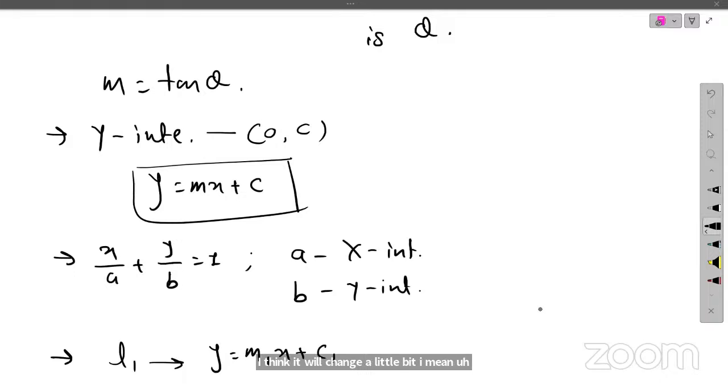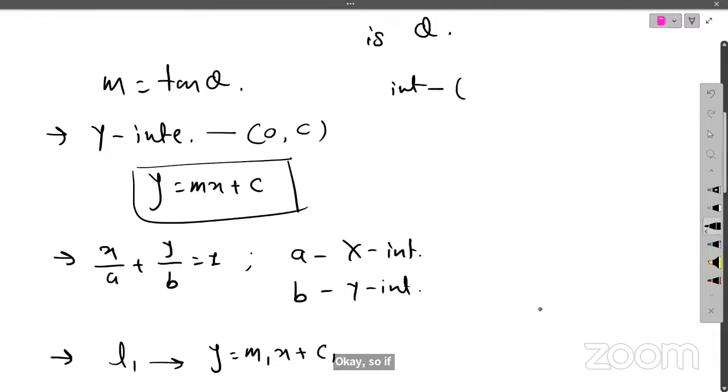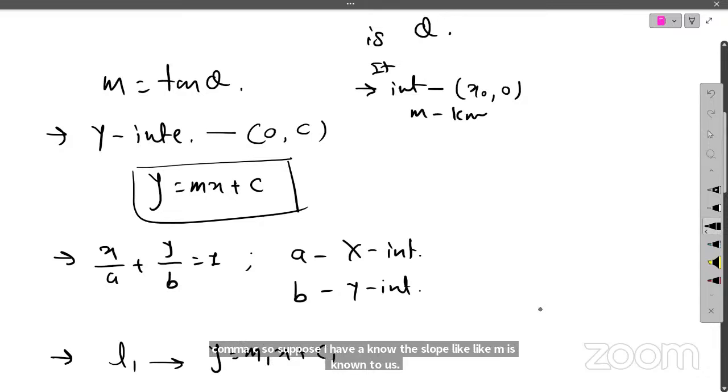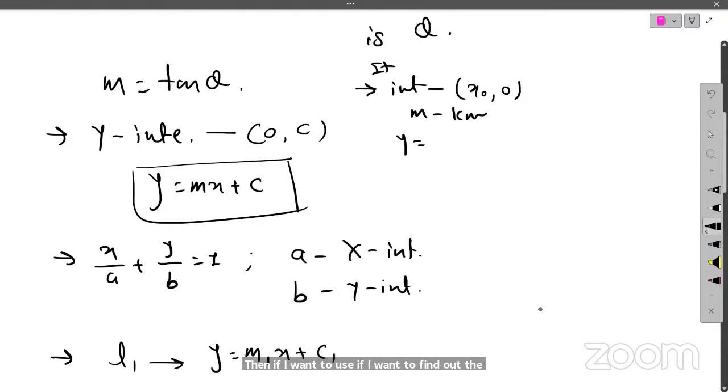Okay, so if the x-intercept is given to you, that means the point is, suppose, x naught comma 0, right? Suppose I know the slope, m is known to us. Then if I want to find the equation of the line, it will be y equals mx plus c. But again, the c is unknown for me, right? So I can use this point to calculate c and then substitute.